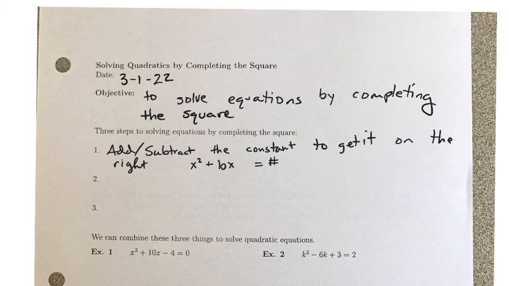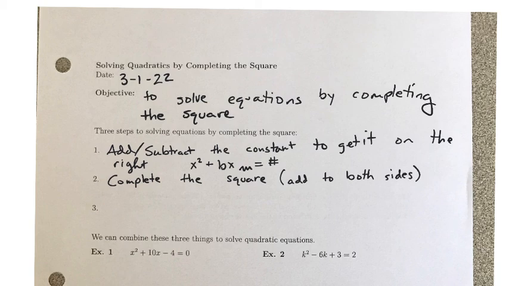So you don't want a number right here, because step 2 is complete the square. And then make sure to add to both sides. And you'll see what I mean when we actually go through and solve this, but add to both sides. And then step 3 is solve with square roots. So that's what we did last Friday.